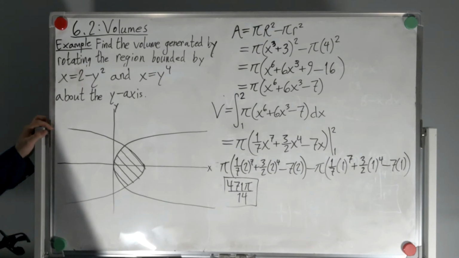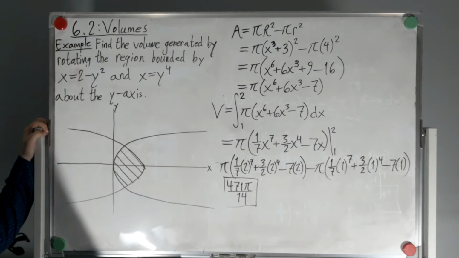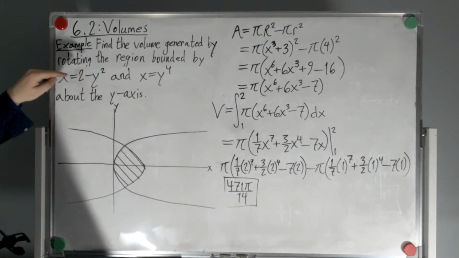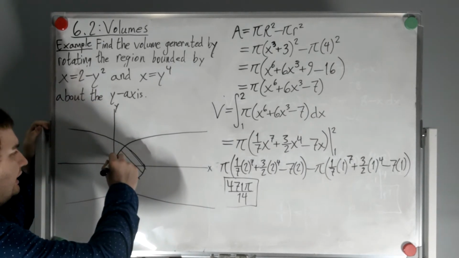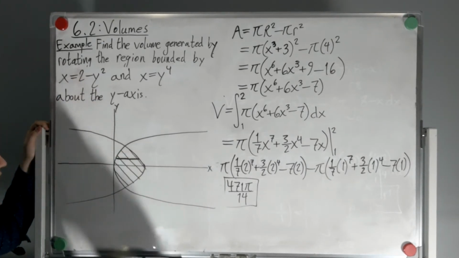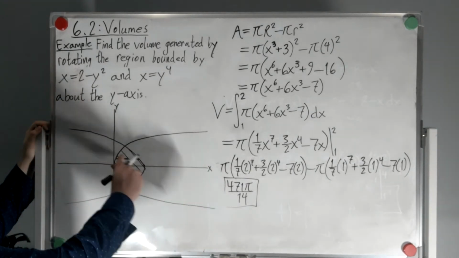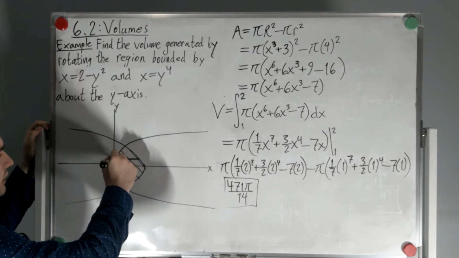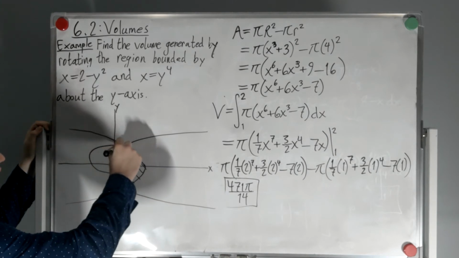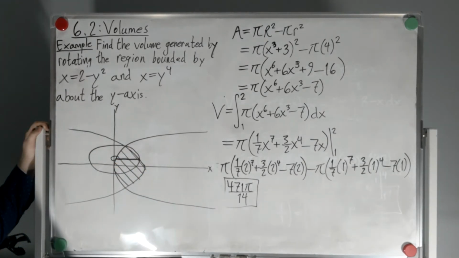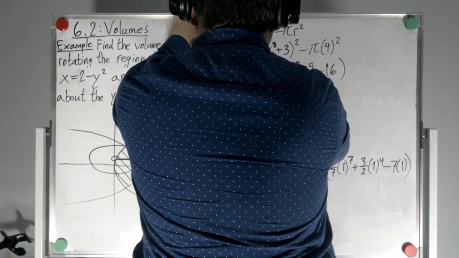So what we've got to do is take, again, a typical slice of this region perpendicular to the axis of rotation. In this case, the axis of rotation is the y-axis, so we need a horizontal slice. When you revolve that around the y-axis, what you'll get is a washer. And so we need to find the area of that washer.